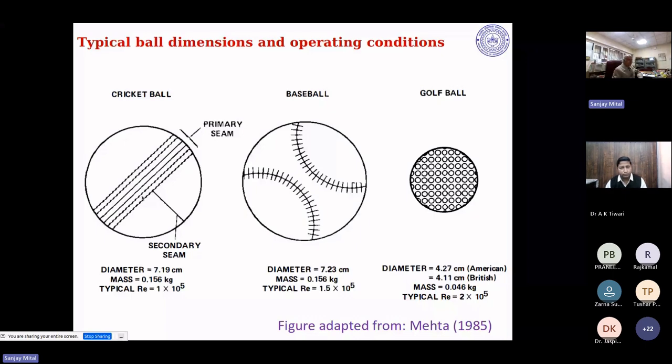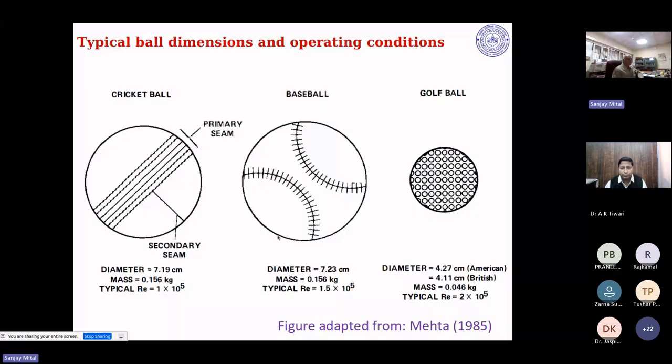In fact, I have a cricket ball here with me. I don't know if you can see it. So there is a seam on it, a primary seam, and there's a secondary seam. So that's a 4-piece cricket ball. We are going to ignore the secondary seam. The diameter is about 72 mm. The mass is about 150 grams. And typically it operates at a Reynolds number of 10 to the fifth.